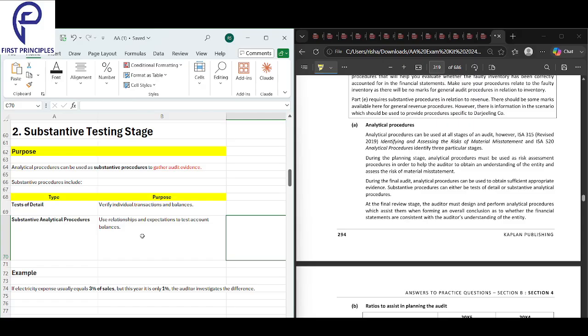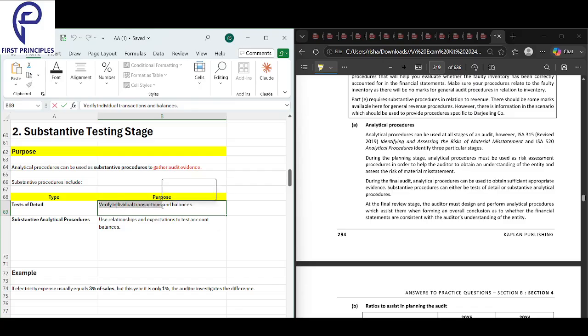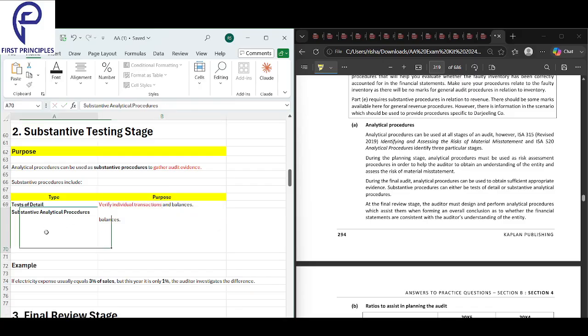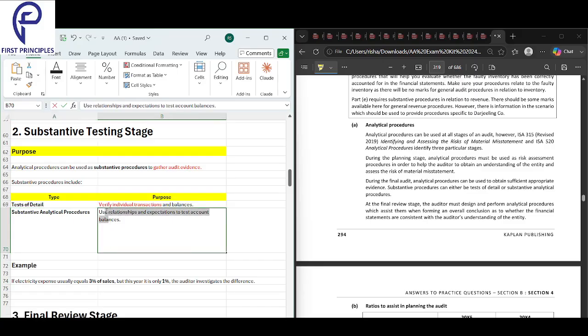What are the substantive stages? Analytical procedures can be used as substantive procedures to gather audit evidence. Substantive procedures include, first, test of details. In test of details, you verify individual transactions. And in substantive analytical procedures, you use relationships and expectations to test account balances.